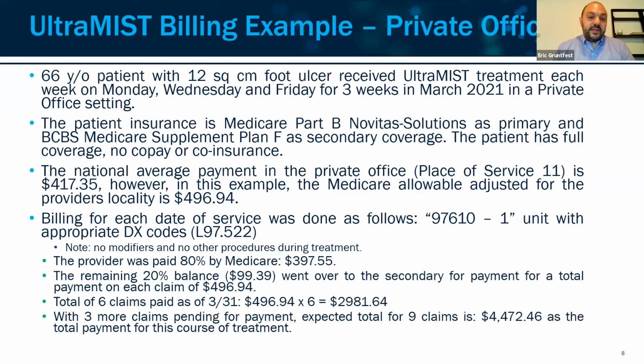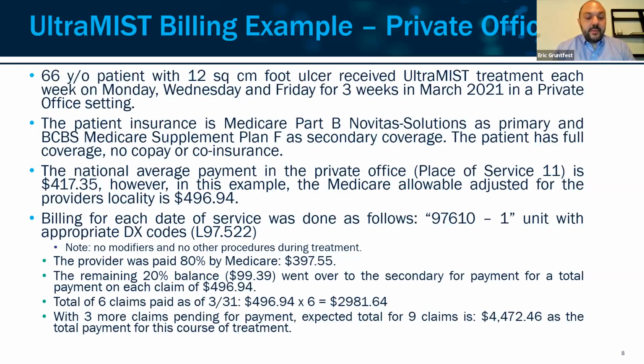As we said before, the national average in the private office is $417.35. However, in this example, the adjusted allowable for Medicare put the provider at $496, just a little over that, per application. The provider, each time they misted the patient, they billed 97610 with 1 unit. And again, that's per day per treatment. There were no other procedures done at this time. There were no modifiers needed or used.